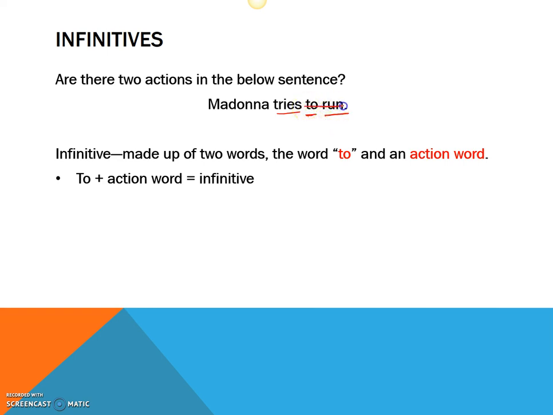So we have our two words. We have the "to" and an action word. This is an infinitive. Excuse me. And if it's an infinitive, we know that that can't be our action. So now all we're left with is Madonna tries. Well, what did Madonna do? She's our subject. She tries. So our verb is tries.